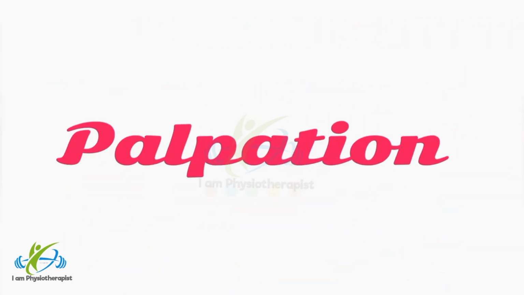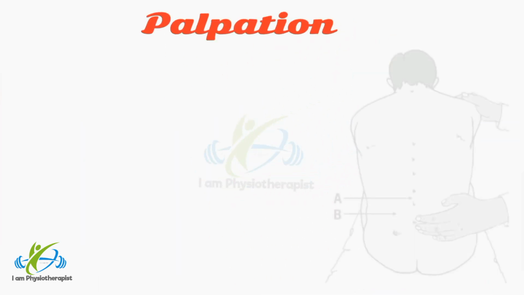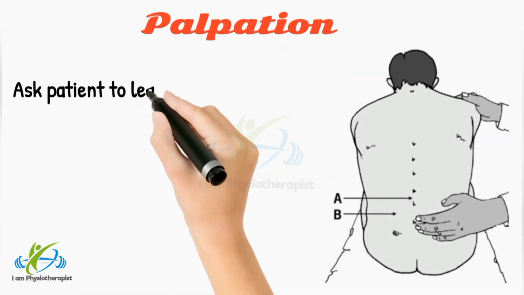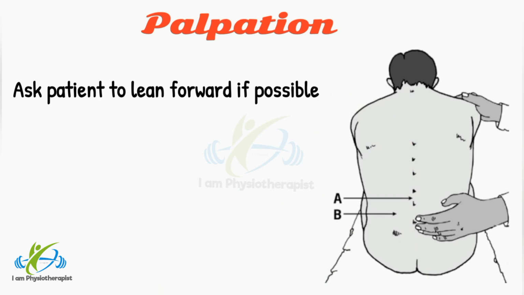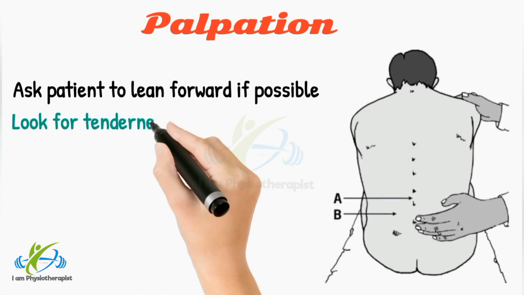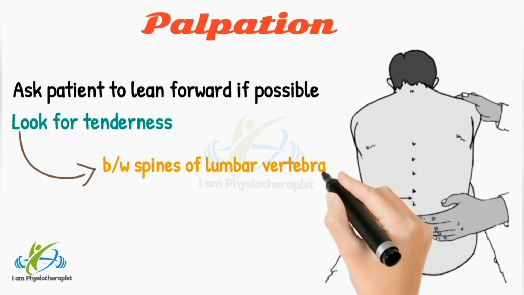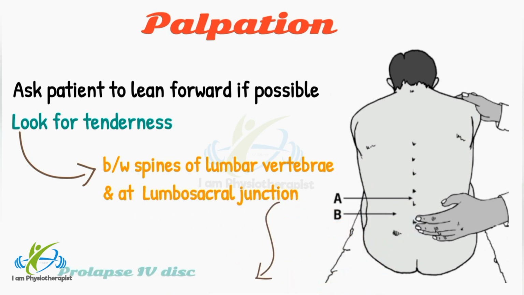The next step is palpation. Ask the patient to lean forward if possible. Look for tenderness between the spines of the lumbar vertebrae and at the lumbosacral junction. As shown in point A, it is common in prolapsed intervertebral disc, but thought difficult to explain and unreliable.